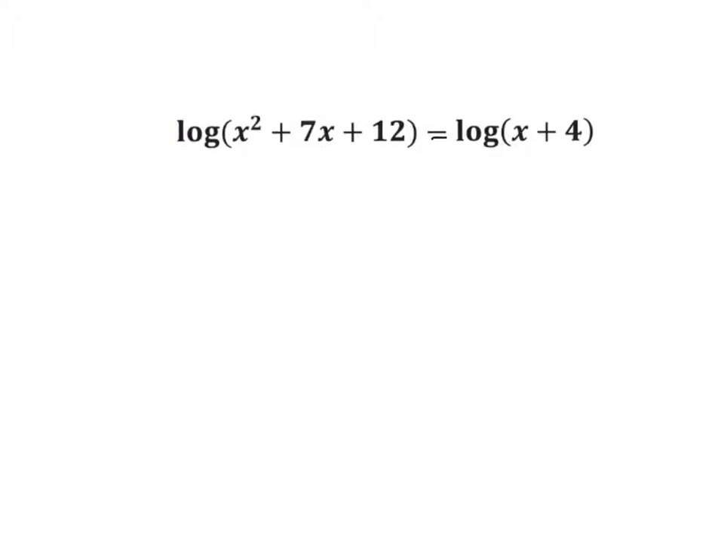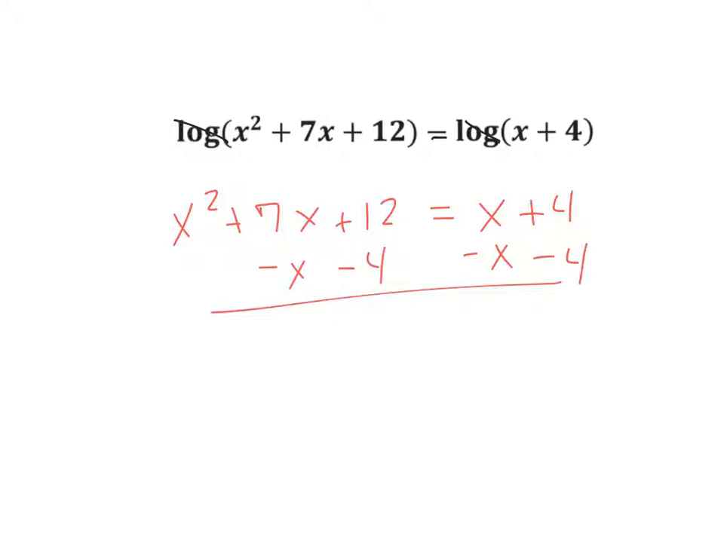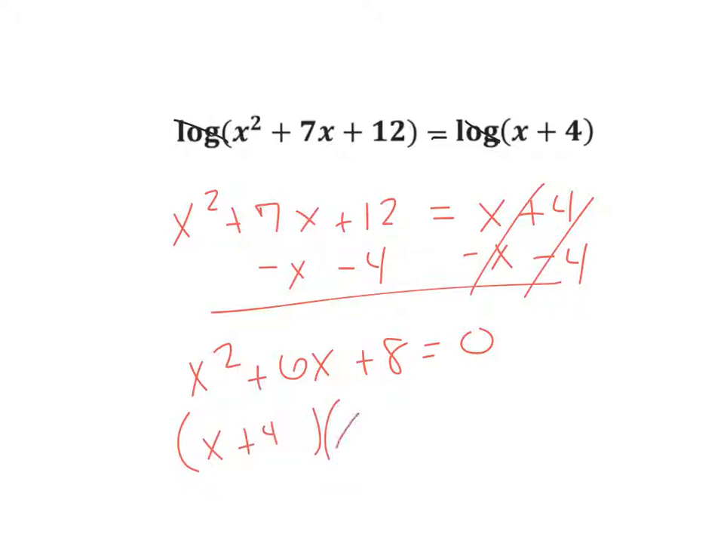Okay, so in the next problem, there's also logs on either side, so I'm going to go ahead and cross them off. I'm going to set the insides equal to each other to solve. And again, like the last problem, x squared likes to be equal to 0, so I'm going to move these over and cross these off. So I have x squared plus 6x plus 8 equals 0. This will factor into x plus 4 and x plus 2 to get 6.